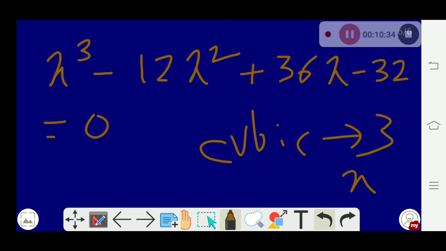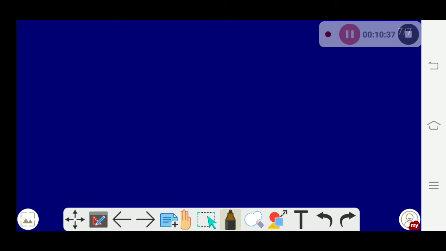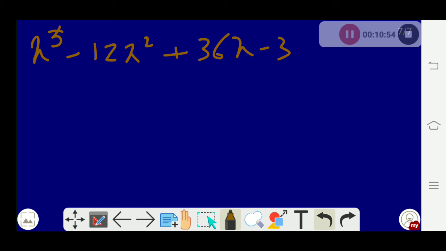So let's do it. How to do it? We have lambda cube minus 12 lambda squared plus 36 lambda minus 32 is equal to 0. What we need to do is find the factors of the last number given in this equation.